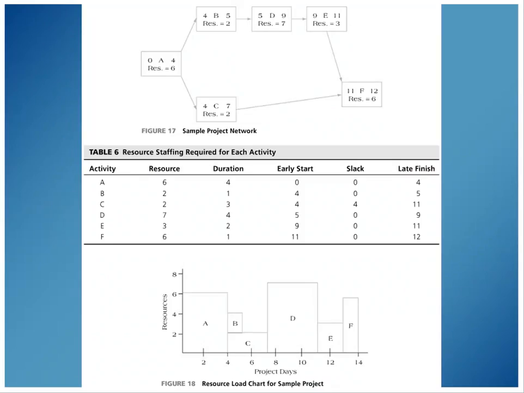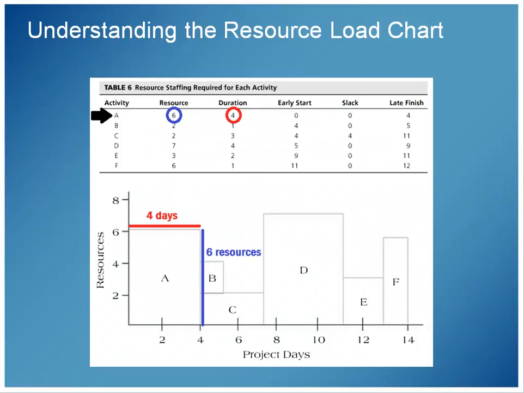So this can be done, again, we can have our initial network diagram. We can create a table where we specify the resource, duration, early start, slack, and late finish information for each item on our chart, which is another way of looking at the same data. And here's another way of looking at the same data. This resource loading chart shows the same information.